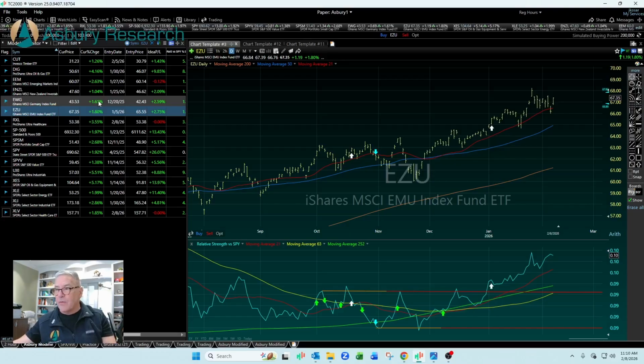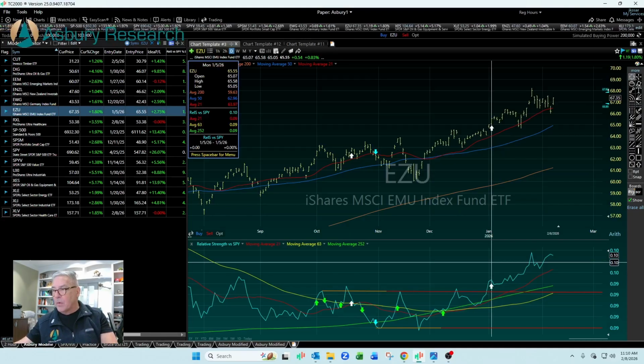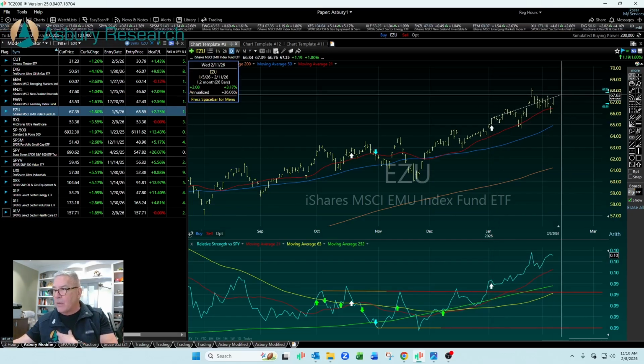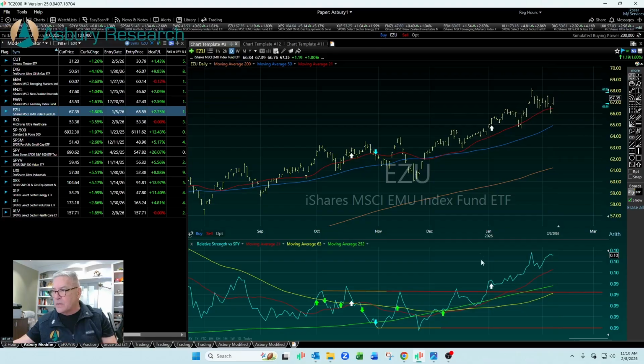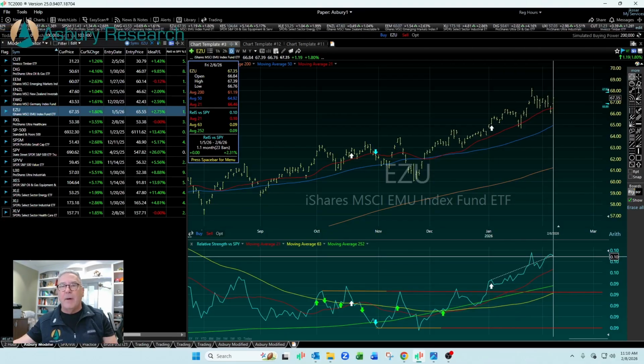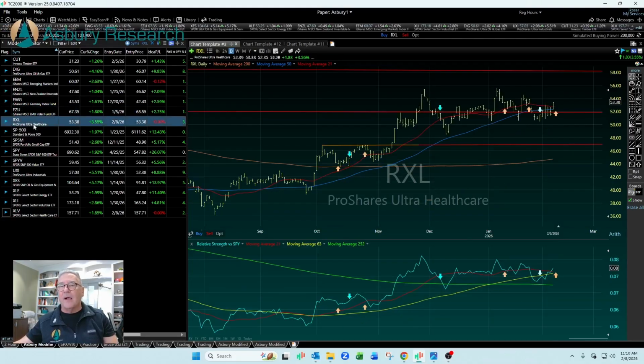EZU, that is another one from U.S. versus the world. It's basically a European index. We put the overweight idea on through U.S. versus the world on Jan 5th. You can see it's up outright. Let's call it 2.7%, outperforming the S&P 500 through the end of the week by 2.3%.